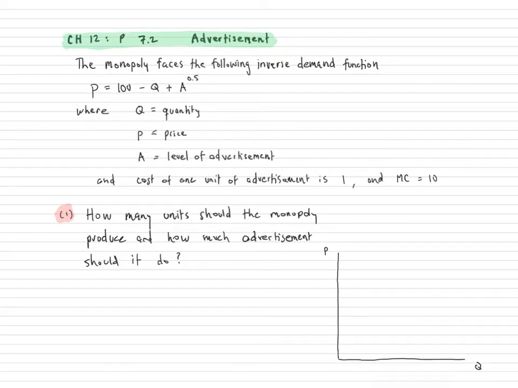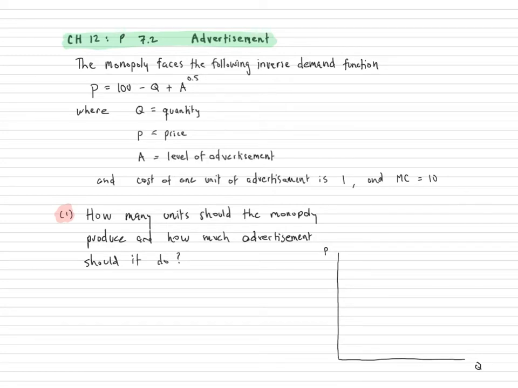Obviously, it says here that as you produce more and more, your price is going to have to go down. But what this last term, the advertisement term, says is that if you advertise, you'll be able to shift the demand curve out. So if you advertise, you can sell more units for the same price. Q is the quantity, P is the price, A is the level of advertisement. The cost of one unit of advertisement is 1, and the marginal cost of your product is 10. And the question is, how many units should a monopoly produce, and how much advertisement should it do?